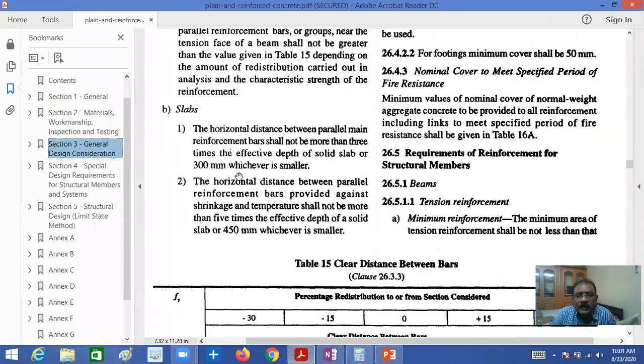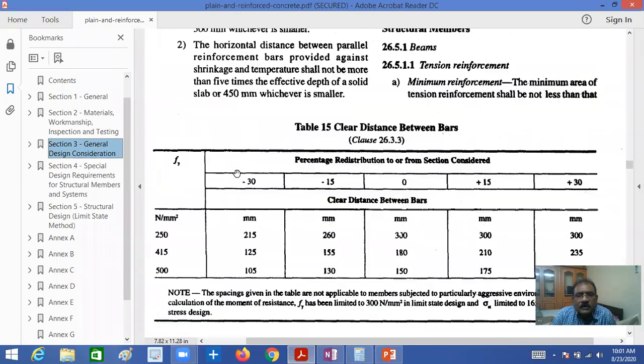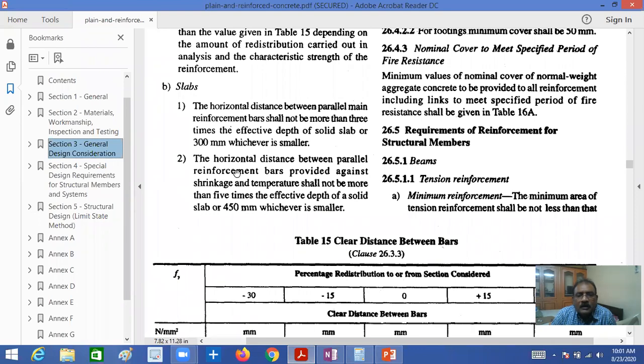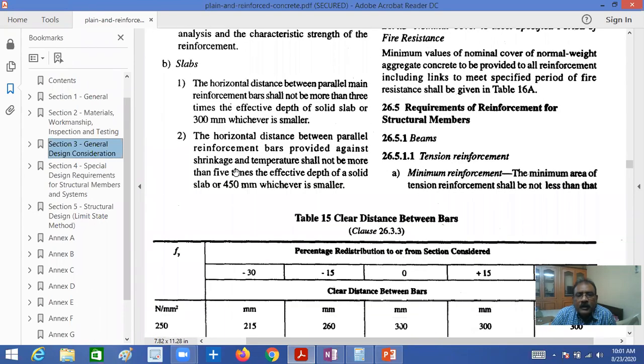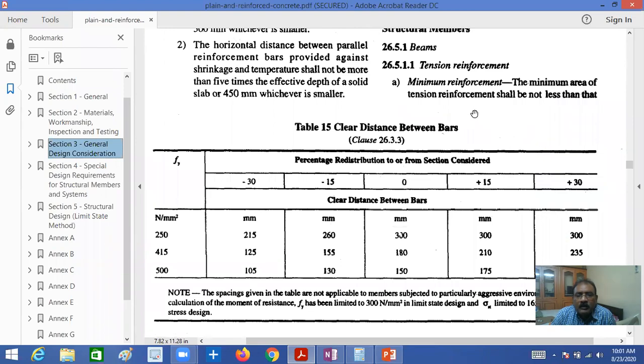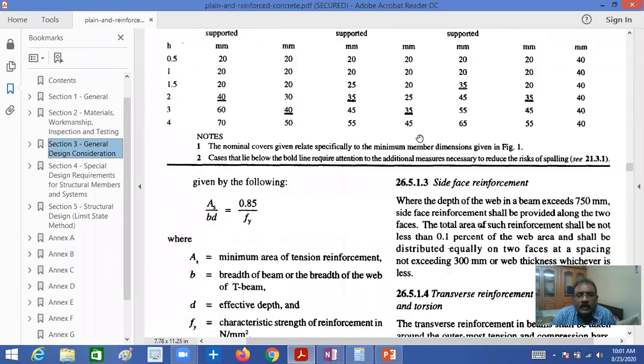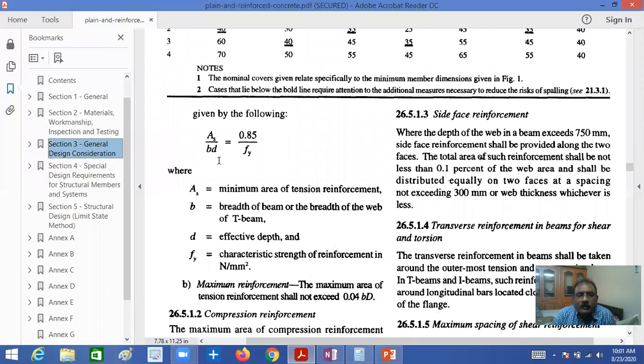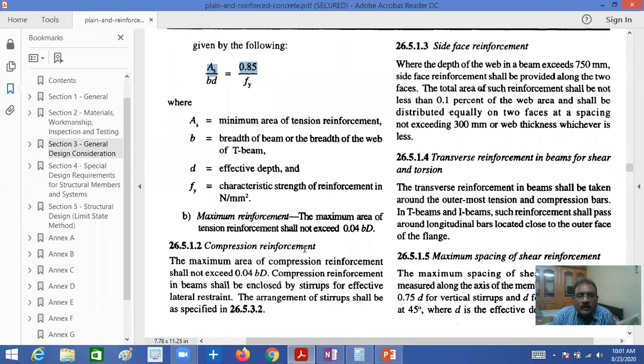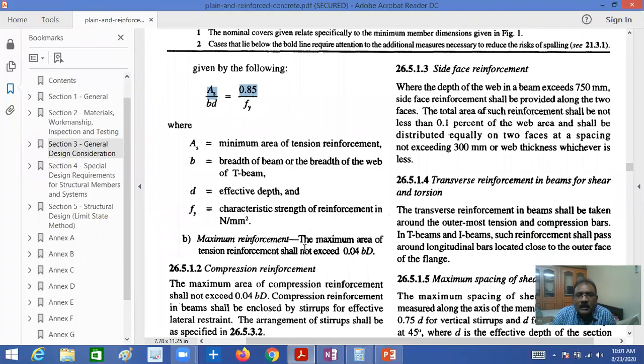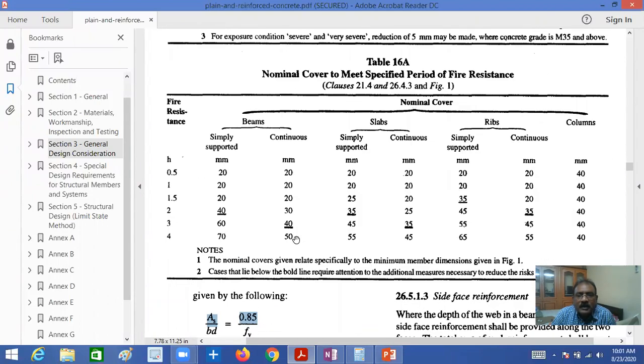We have to design these columns, this structural member. See here, for the torsion reinforcement, the minimum area of reinforcement is given. This formula is A by BD equal to 0.85 by fy. This is a very important formula, you must remember. And the maximum is 0.04 BD, that is 4%. So these are two very important points in the design consideration.